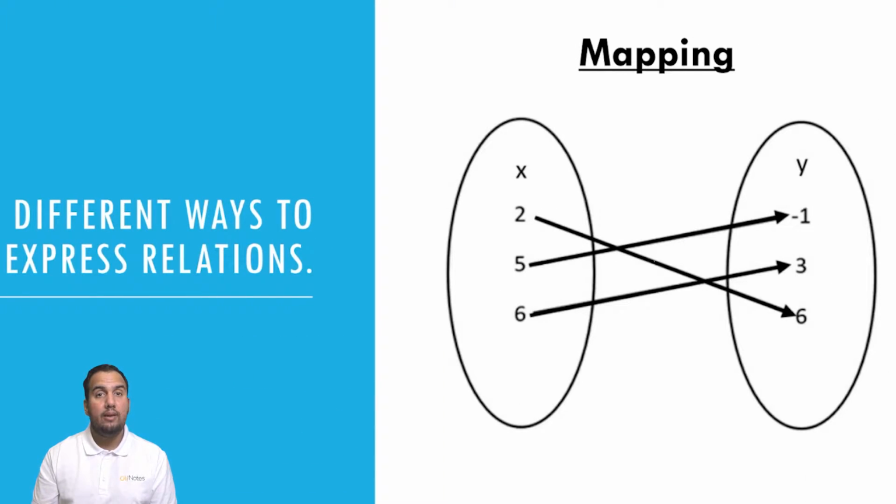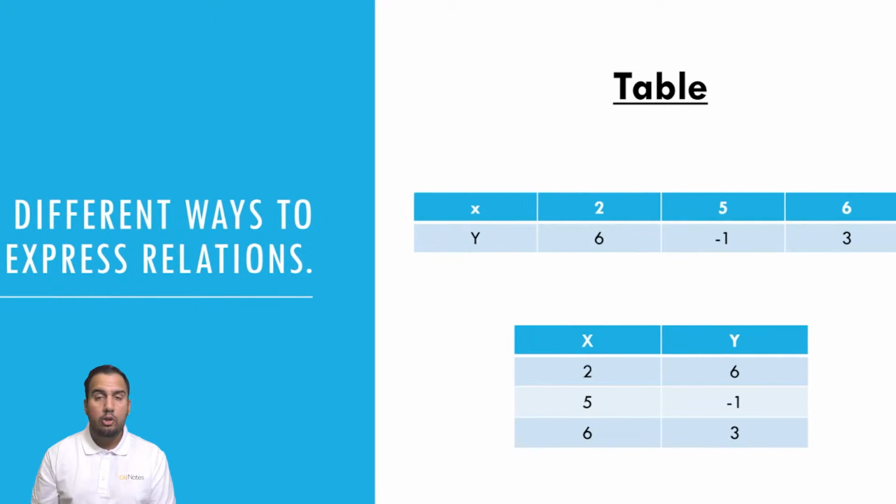Next, mapping. Now, mapping is interesting because if you notice, it doesn't really have the numbers next to each other. If you take a look at the last slide, it was 2, 6 next to each other. But in mapping, you have to actually work for it. You have to first ask yourself, 2 goes with what number? Follow the arrow, 2 goes with 6. So what I always tell my students is, if you see mapping, write them out as coordinates, write them out as a set. So the first one's going to be 2, 6. The next one's going to be 5, -1. And the last one's going to be written as 6, 3. Now, to me, it helps a little bit more when I write it as a set compared to mapping.